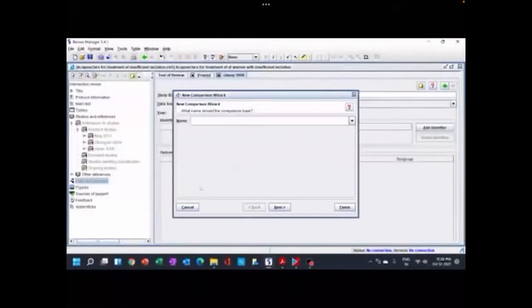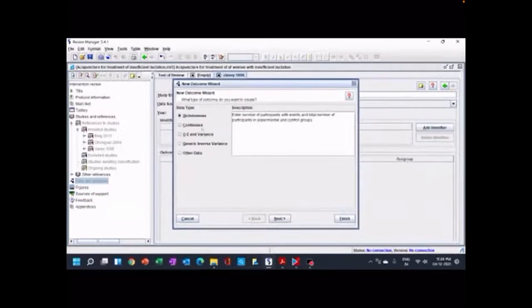This is the RevMan software. Now, I was working on the use of acupuncture for insufficient lactation. So after entering all the studies, you can't identify what is written here. It is taking a little time to stream. I just want you to see the construction of the forest plot, which is very easy.